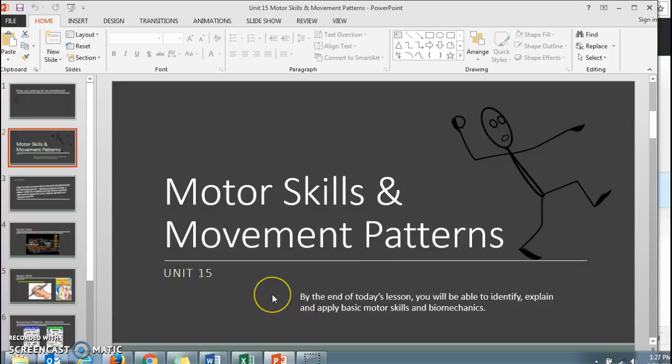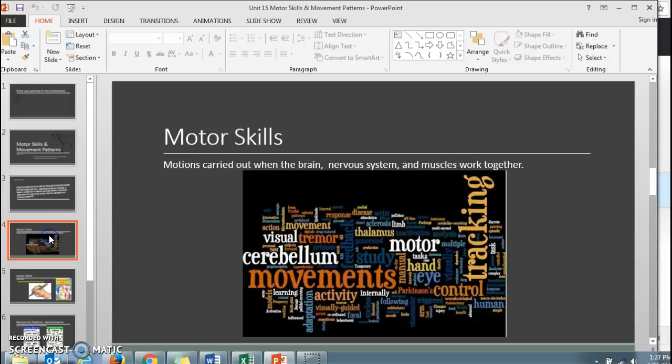Now, by the end of today's lesson, you'll be able to identify, explain, and apply basic motor skills in biomechanics. Motor skills are motions carried out when the brain, nervous system, and muscles all work together.